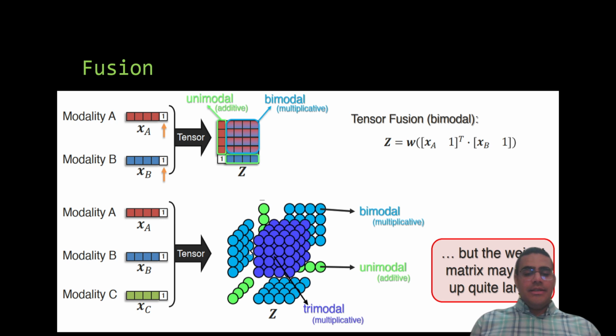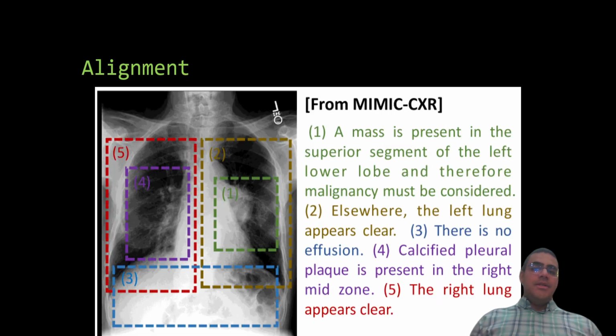In the bottom, you can see the fusion of three modalities, where these green beans are the unimodal representation. These light blue colors are the bimodal representation, and in the middle we have trimodal, which is the outer product of these three modalities, which gives us this 3D shape. All right, so this was representation. Now let's move to alignment.